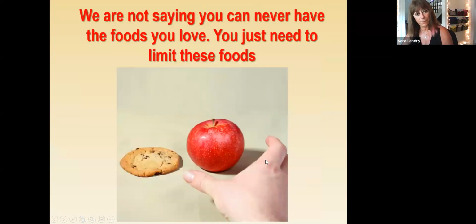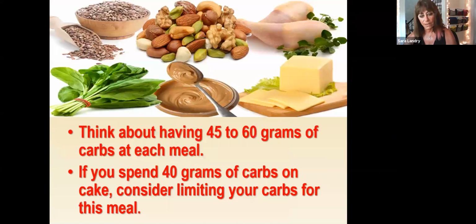So I'm not saying that you can never have a chocolate chip cookie or foods that you love if you're a diabetic, but you need to limit them. You need to eat them in moderation. What does moderation mean? At each meal, you don't want more than 60 grams of carbohydrate. So you can eat carbohydrates somewhere between 45 and 60 grams.